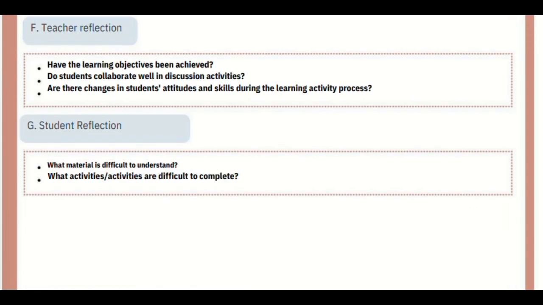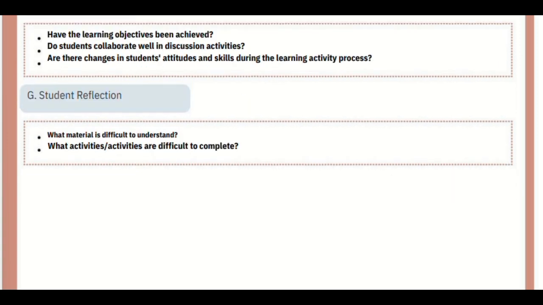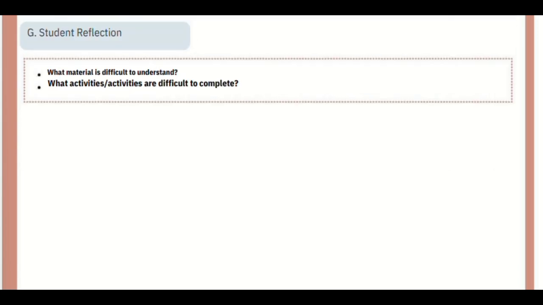Next, teacher reflection. Have the learning objectives been achieved? Do students collaborate well in discussion activities? Are there changes in students' attitudes and skills during the learning activity process? Next, student reflection. What material is difficult to understand? What activities are difficult to complete?